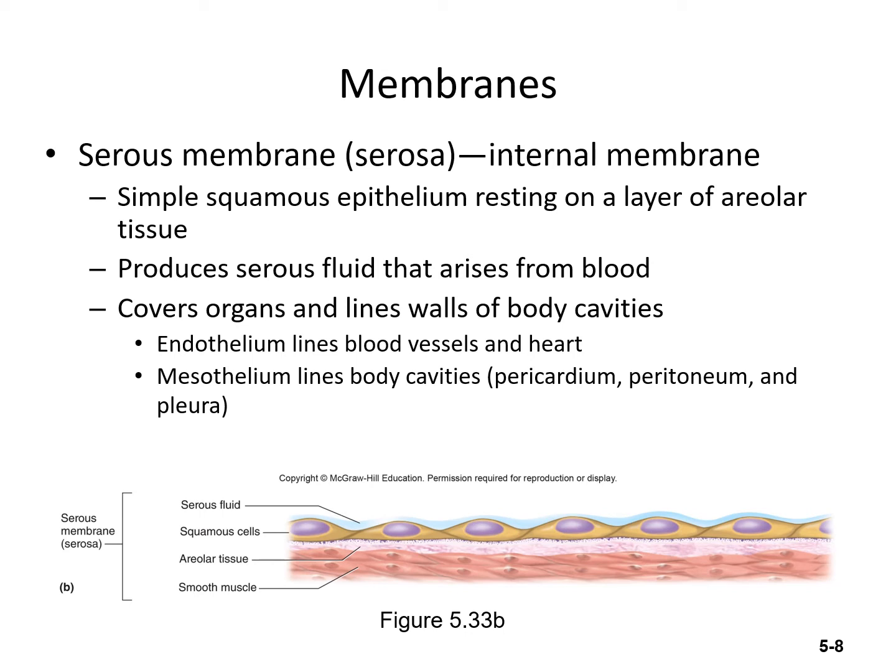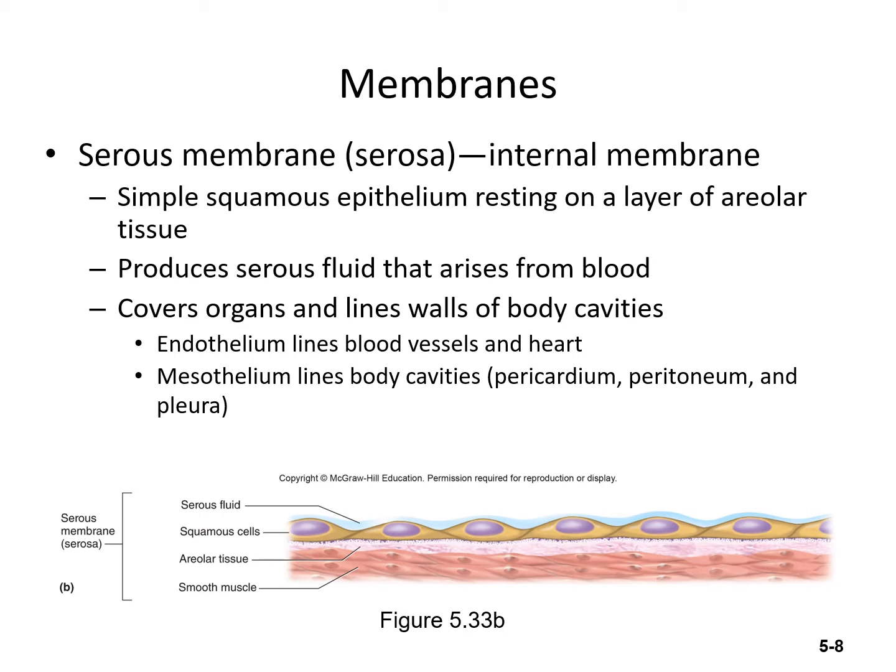So the membrane within a membrane, remember that all epithelial tissue are adhering to this basement membrane, and then this whole structure would be considered a serous membrane or a serosa. So what do these membranes do? They produce serous fluid that arises from blood, so it's basically filtered out of blood plasma. It has a slightly different chemical composition than blood plasma itself.